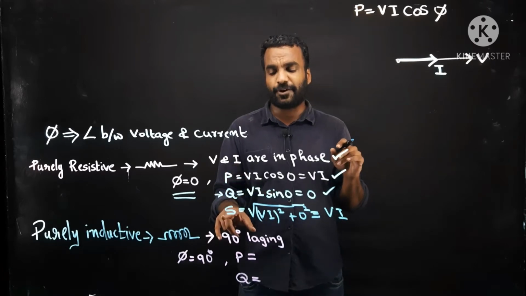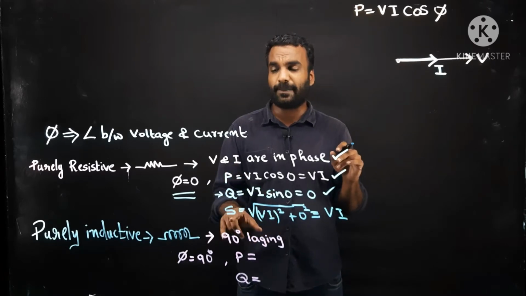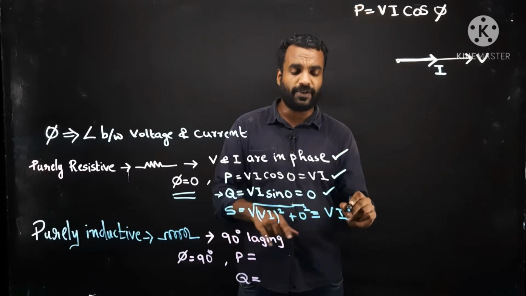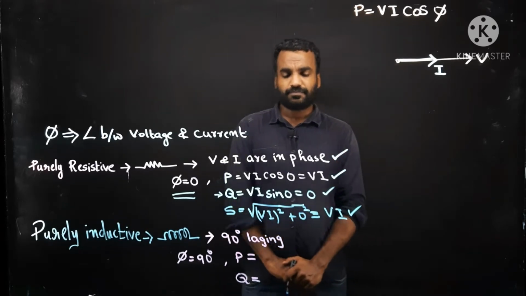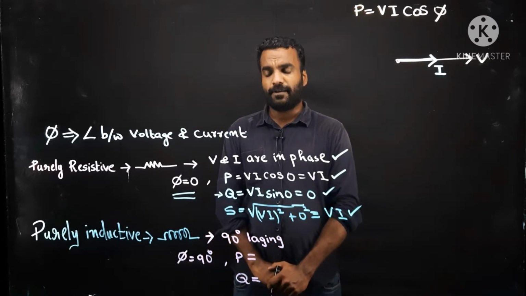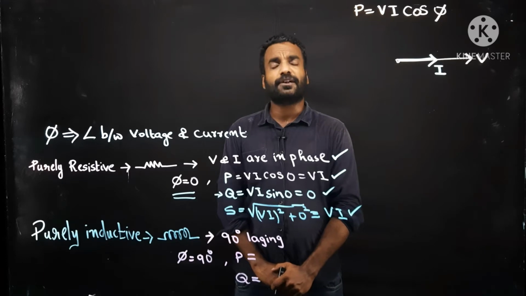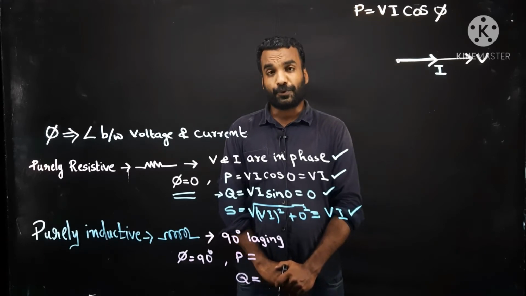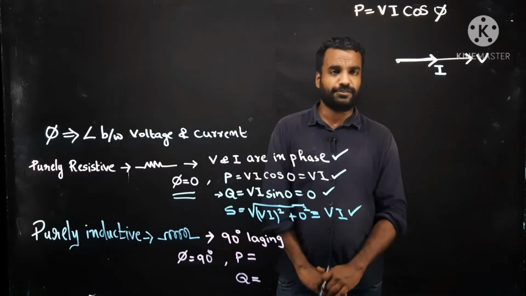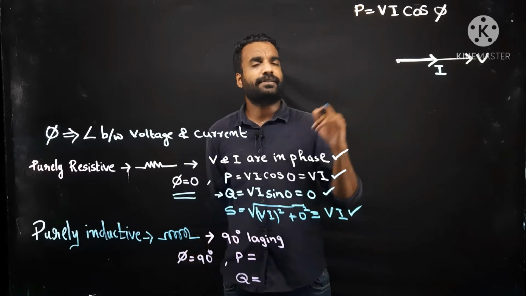So, what will be the S equation? S is apparent power, the square root of P square plus Q square. That will be VA itself. Okay. So, if a circuit is purely resistive, it will be producing high active power, whereas reactive power will be 0. Phase angle is 0.